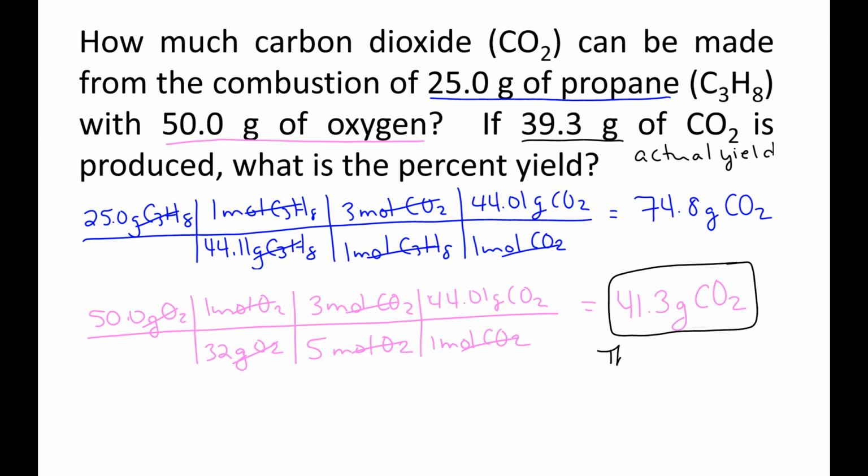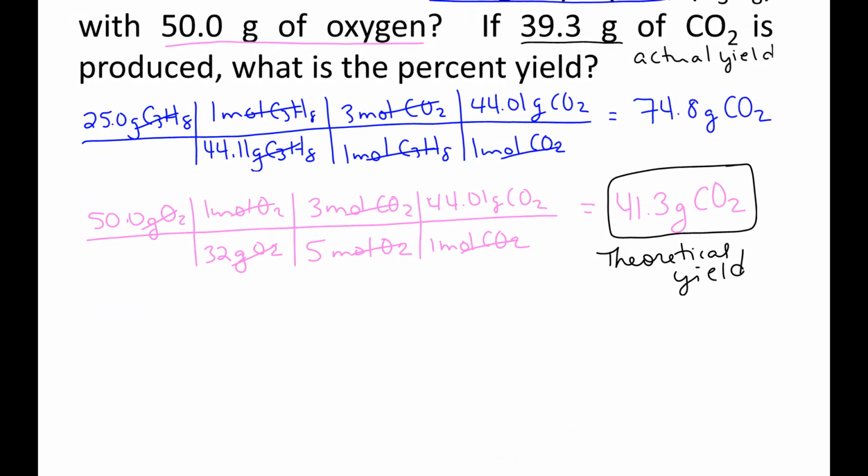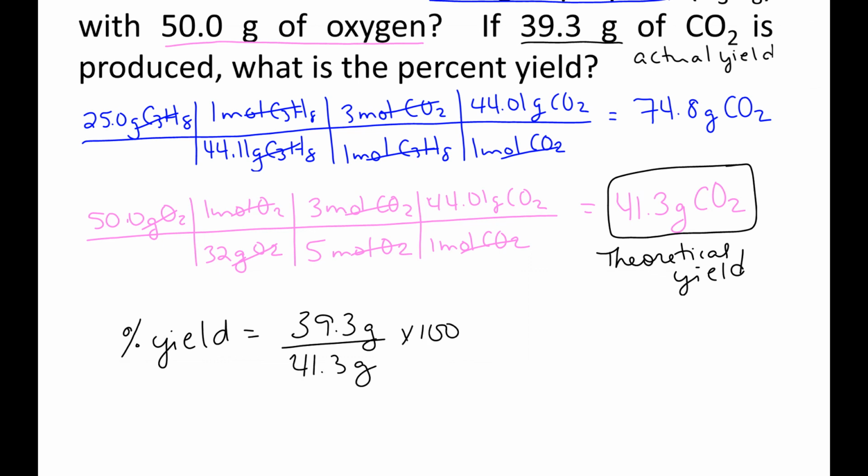So this is our theoretical yield. Now we've got to figure out the percent yield. Remember, we're given 39.3 grams. 39.3 grams was what we got when we actually did the reaction, and 41.3 grams was what we calculated, and we get a 95.0% yield, which is pretty good.